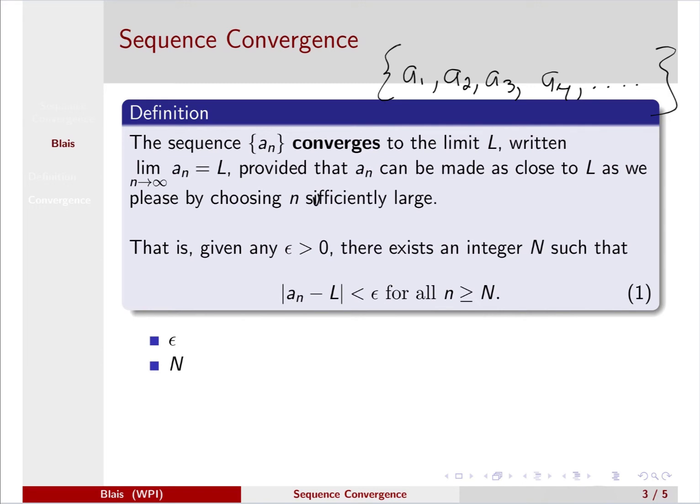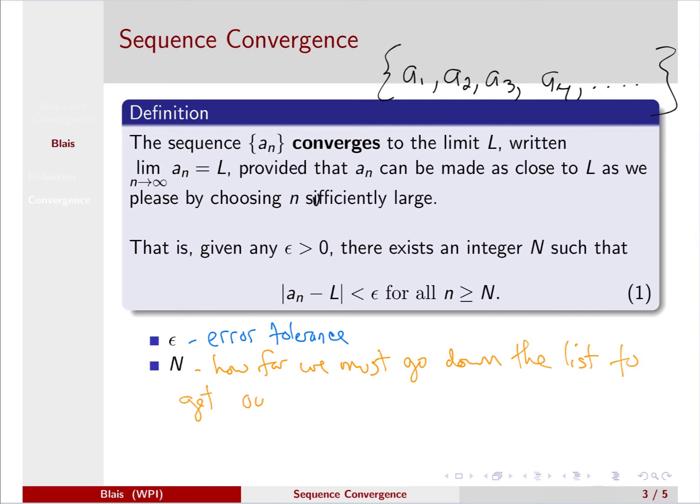So we're going to dig into this, and the things to remember are, first, epsilon we want to think of as our error tolerance. And capital N is how far we must go down the list to get our a sub n beyond that capital Nth term to be within this error tolerance of L.